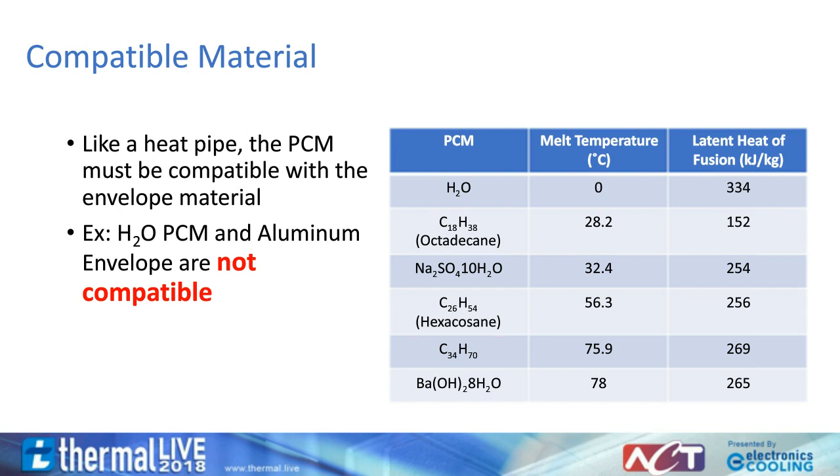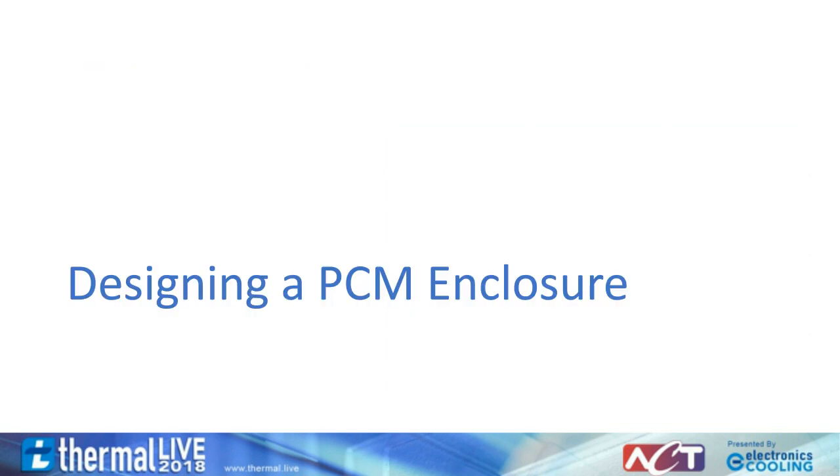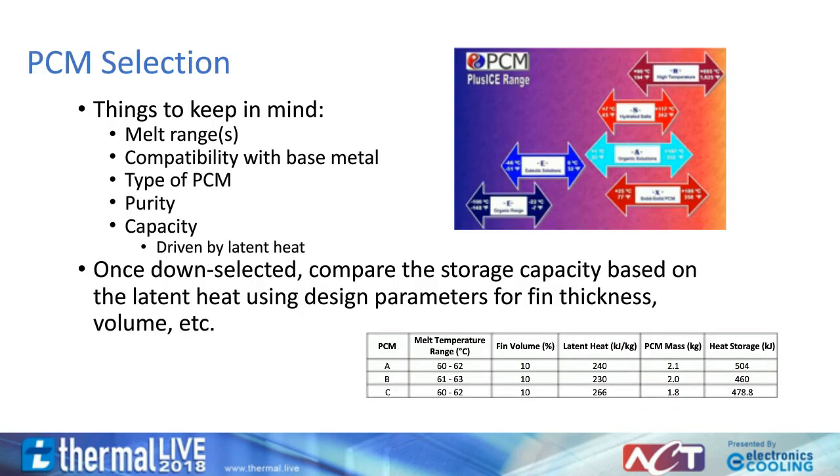We will now explore how to design a PCM enclosure. In designing a PCM heatsink, the first critical parameter is the selection of the PCM itself. The key attribute is selecting a PCM that has a melting point at the temperature that is acceptable for device operation. You can see on the chart on the right a series of materials and temperature ranges from PlusICE.